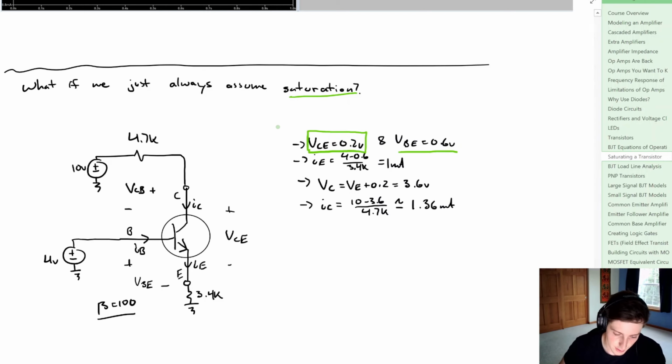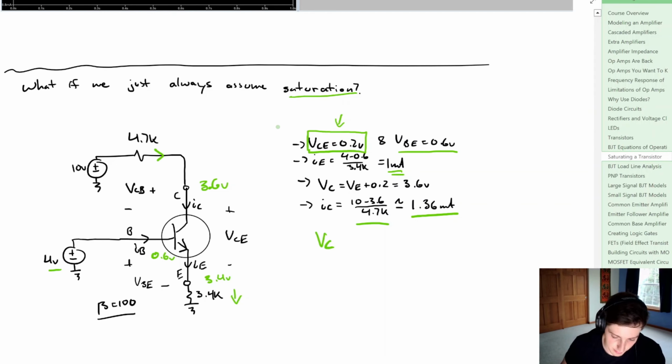So from this, we have 4 volts here. We have a 0.6 volt drop between the base and the emitter. So we'd have 3.4 volts right here. We could say that the current going through this 3.4K is going to be equal to 1 milliamp. Now if we say that VCE is equal to 0.2 volts, that would mean that VC is equal to 3.6 volts. Everything is still okay for now. And now we can look at the collector current. So what we can say is we have 10 minus 3.6 divided by that 4.7K resistor, and that gives us a collector current of 1.36 milliamps.